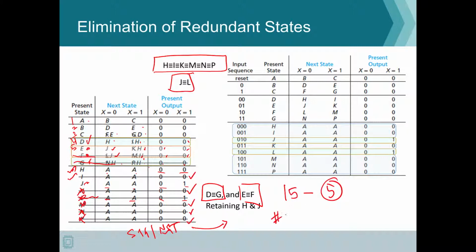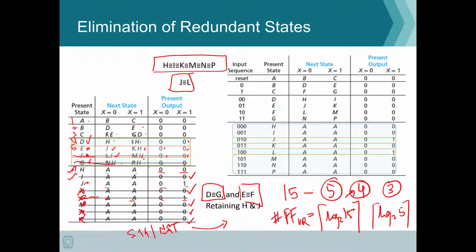The number of flip-flops in the unreduced would be log base 2 of 15, the ceiling of which is 4 flip-flops. And now we only get log base 2 of 5, which will be only 3. So you actually get a reduction in flip-flops and all the circuits associated with them. So you're going to have a huge reduction in area in terms of gates and transistor counts.